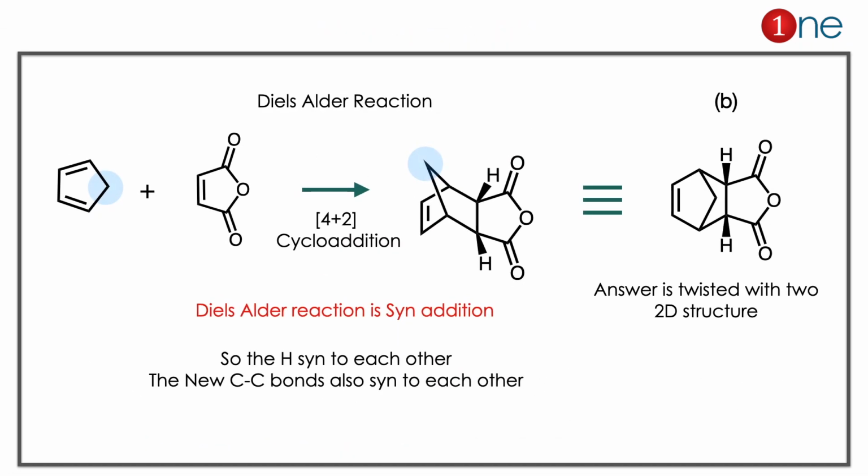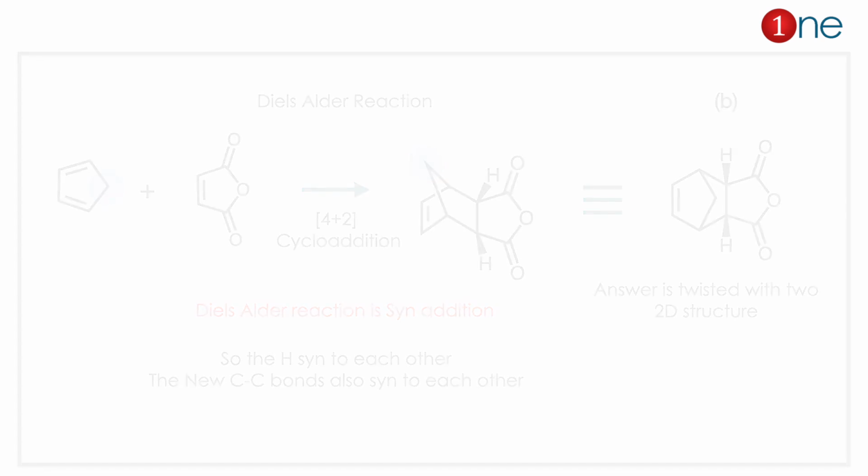If you fuse with maleic anhydride, you have a rigid carbon framework and the hydrogens are syn to each other. If you read it nicely in 2D, you will have answer B. Here the fact you have to know is that the Diels-Alder reaction is a syn addition.